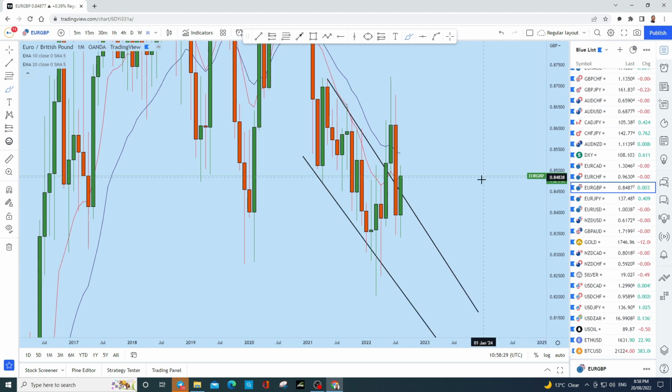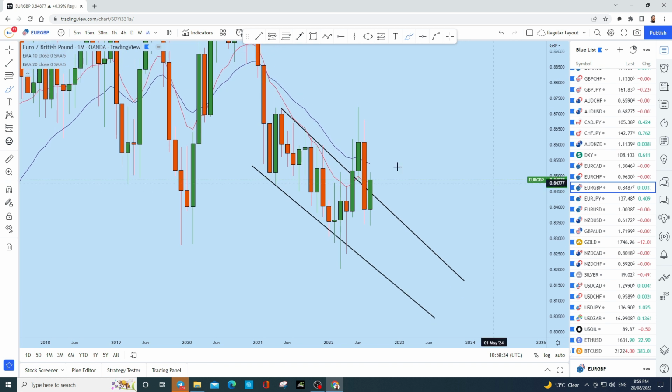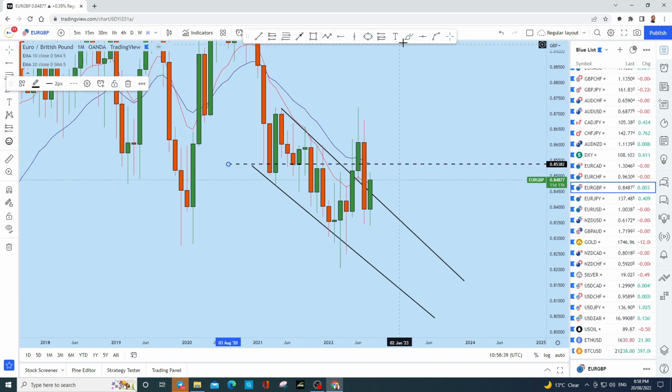So on the monthly perspective, we might see a little bit of upward price. I think it will probably come to this 20 period moving average, and then create another lower high, and then we'll have a big drop. So with that in mind, let's leave this level here on the monthly perspective.